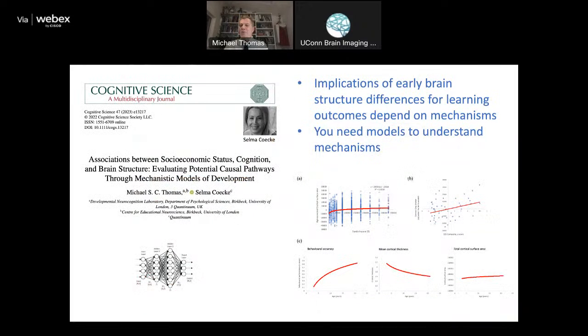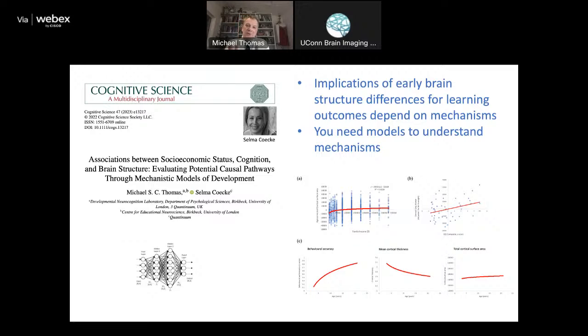And that's because we don't know the mechanism. We don't know what it is that's causing differences in brain structure. So this is an example of a paper I had out earlier this year, trying to use artificial neural network models to figure out what is the relationship between brain structure, behavioral development, and possible pathways that socioeconomic status might work via, what kind of influences in cognitive stimulation or early brain development.